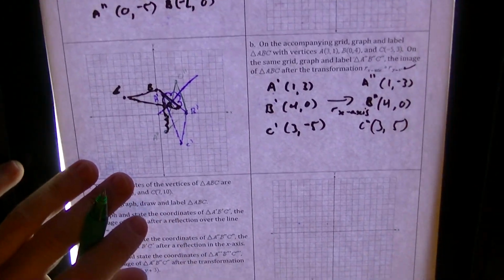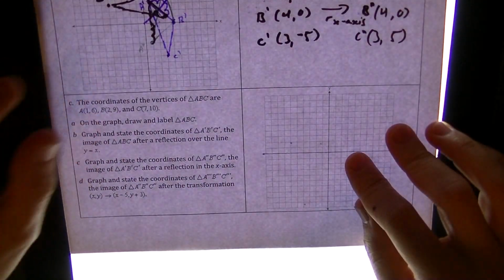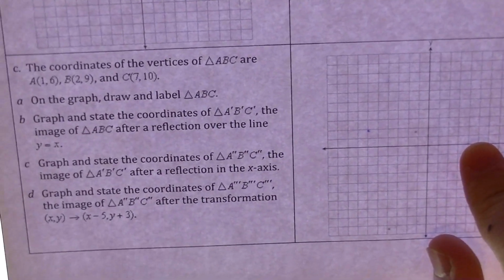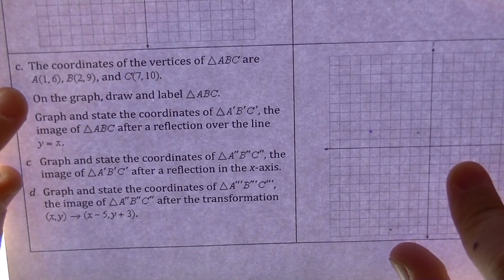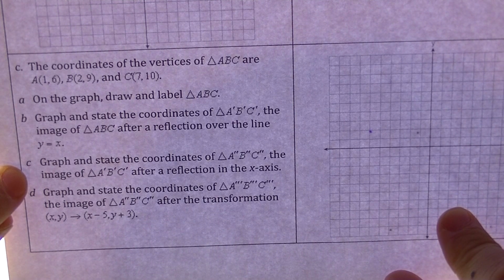All right, final question for this review packet, if anyone's watching. Whew. The coordinates of the vertices A, B, C are here. Draw and label them here. Graph and state the coordinates after reflection over that line. Then after reflection over the x-axis. And then after a translation. Whew. All right.